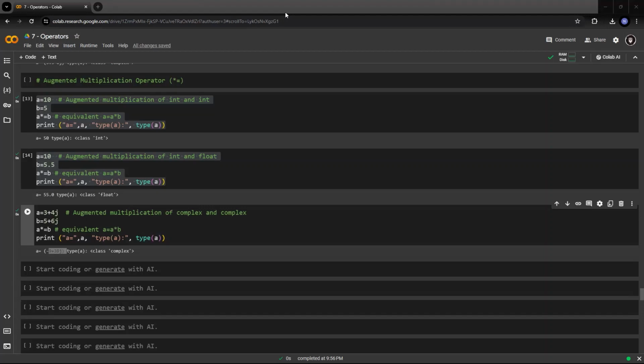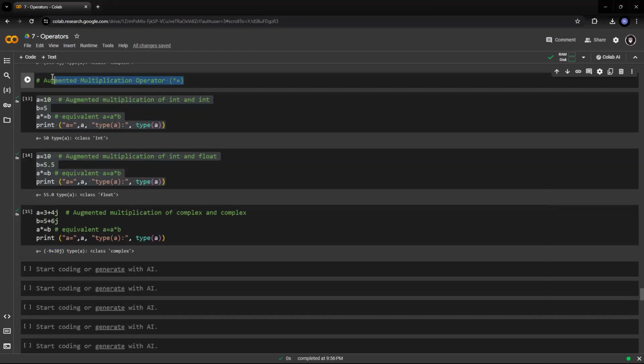The rules of multiplication will be applicable as we have seen in the multiplication of the previous arithmetic operators. So you need to be careful with this as well. If I try to multiply by 0, it will give you 0. So that needs to be taken care of.